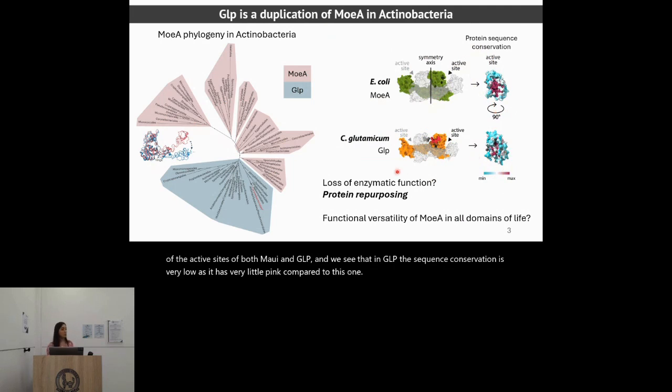So GLP is not a moonlighting protein in principle. It doesn't have the same molecule with two different functions, but instead, this duplication that happened in the actinobacteria led to one of the proteins maintaining the original function in the biosynthesis of the molybdenum cofactor, and the other one repurposing and acquiring an important role in cell division. So at this point, we were very interested in this versatility of the protein MoeA, and we wanted to explore what happened in all domains of life.